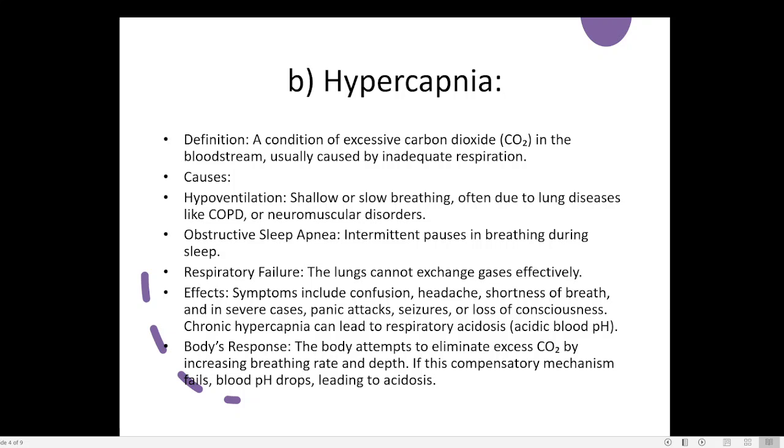So that is why acidic blood pH or acidosis may begin in the case of an extra amount of carbon dioxide. Now let's see how the body reacts. What is the body's response? The body attempts to eliminate excess carbon dioxide by increasing the breathing rate. That is the initial response of the body. Instead of breathing normally, the body may try to breathe faster so that this extra carbon dioxide may be eliminated. If this compensatory mechanism fails, blood pH drops. As I told you, if carbon dioxide is increasing, it combines with water forming carbonic acid, which reduces the pH, leading to acidosis. So these are the situations of hypercapnia.